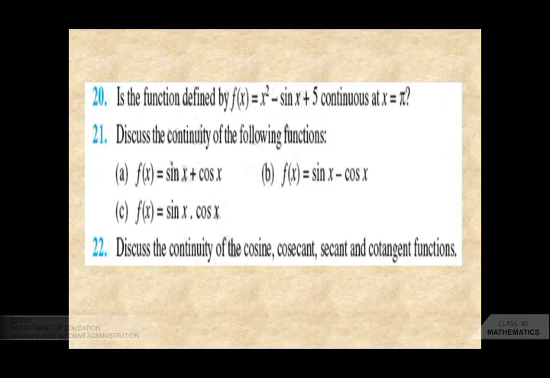21 क्वेश्चन देखिए, discuss the continuity of the following function. So a, b, c, three parts are given and the first function is sin x plus cos x. यहाँ पे point नहीं दिया गया है. So what you will do, you will take an arbitrary real number. आप कोई भी एक point लीजिए और उस पे आप जो definition है continuity का, that is limit x tends to a f x is equal to f of a apply करिए and ये question आसानी से हो जाएगा. Okay, so 21 is also a work for you. Do it. Even 22 also you can do it.